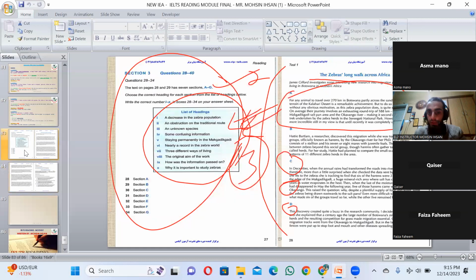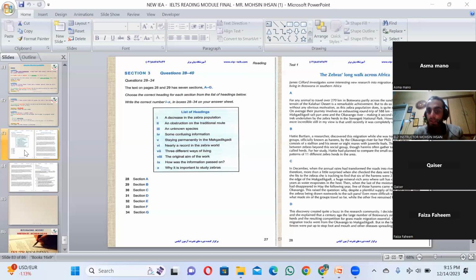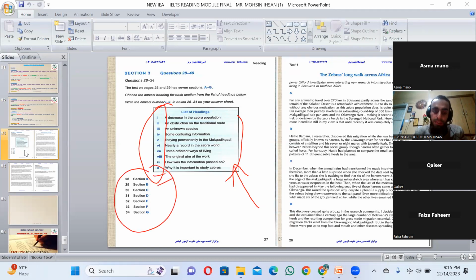heading finding questions, you should never do heading findings at the beginning. Heading findings you should always do at the end. The reason behind that is, you can see what the problem is with the heading finding list. You can see 10 headings. There are 10 headings, but paragraphs are 7: A, B, C, D, E, F, G. Now, which paragraph is matching with which heading?